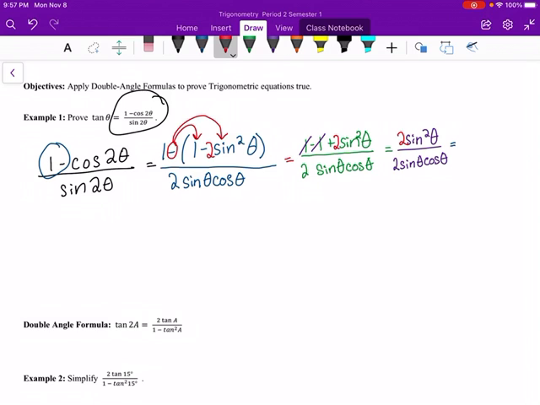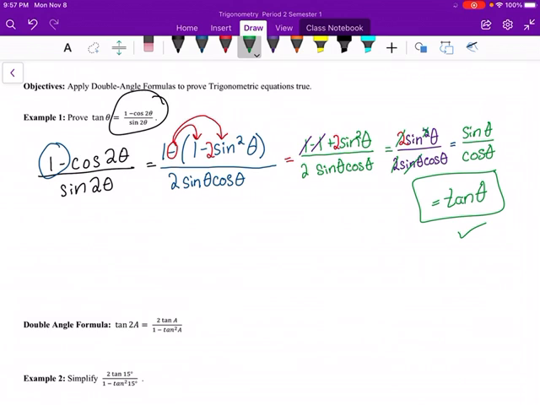So now we can cancel out any like terms we have, and you'll notice there's a 2 in both the numerator and denominator, and we can cancel out 1 sine with each of them, which will leave us with sine theta over cosine theta. And that leads us to our final answer of tangent, which is what we were trying to get to. So that is how you would simplify our example number 1.